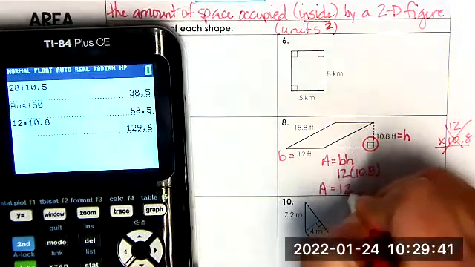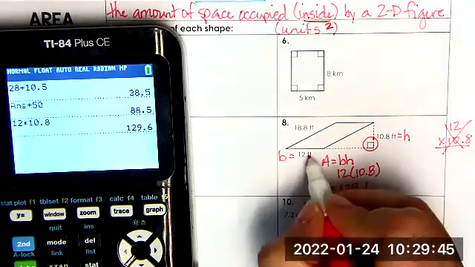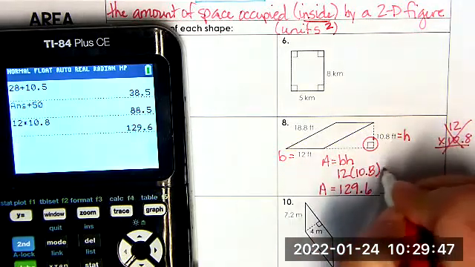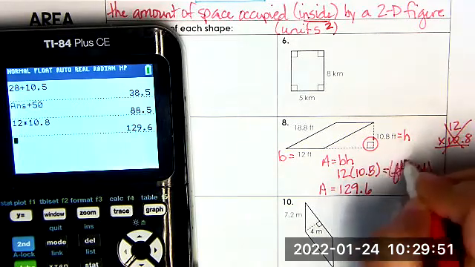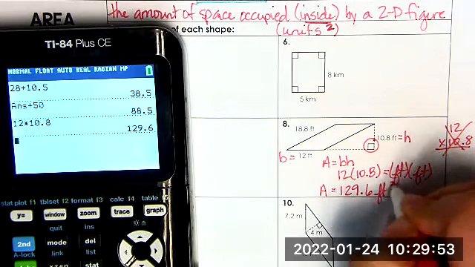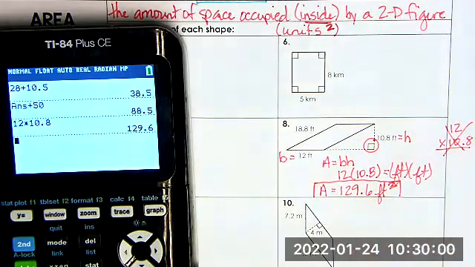So our answer here is area equals 129.6. Now we're doing feet times feet, because we did feet times feet. This is feet squared as our answer. You have to write the correct squared on there. Okay.